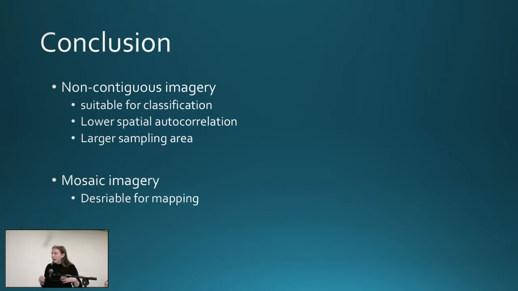But it enabled a way of sampling over a much larger area and getting a better estimate. So I guess it showed that there's a possibility for non-contiguous imagery having a place in sampling an environment.